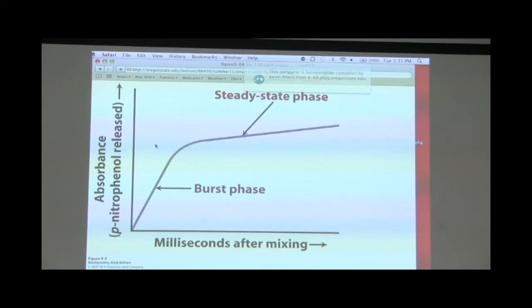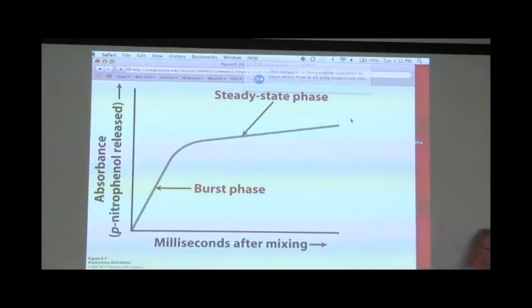And when we do that, we discover this has what appears to be two phases. A very fast phase that's labeled here as the burst phase, and another phase that's called the steady state phase. Well, as we will see, these two phases correspond to two steps in the catalytic action of chymotrypsin. There are two main steps that happen. And this kinetic experiment gave evidence for the first time that these two steps occurred. It wasn't a matter of cutting a bond and the two pieces floating away, as we shall see.